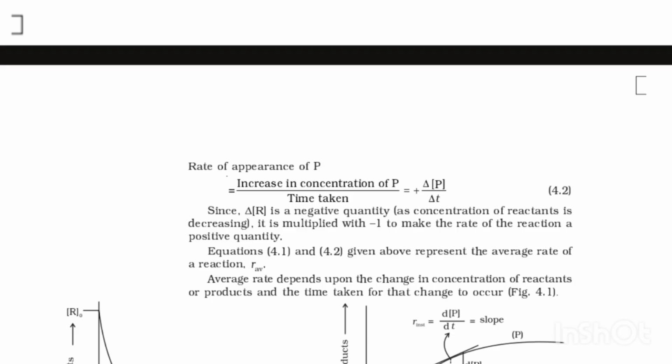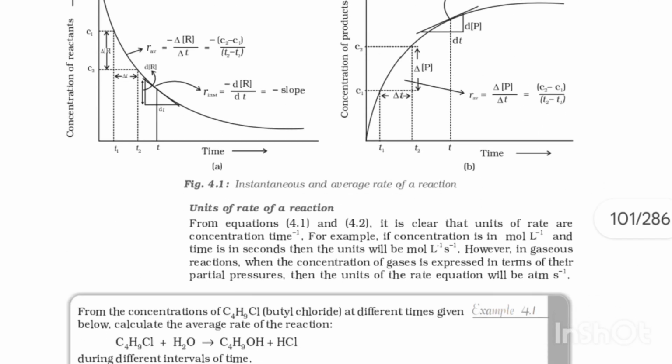Since delta R is a negative quantity as the concentration of the reactant is decreasing, it is multiplied by minus 1 to make the rate of reaction a positive quantity. And the equations given above represent the average rate of reaction, R average. Average rate depends upon the change in concentration of reactants or products and the time taken for the change to occur.